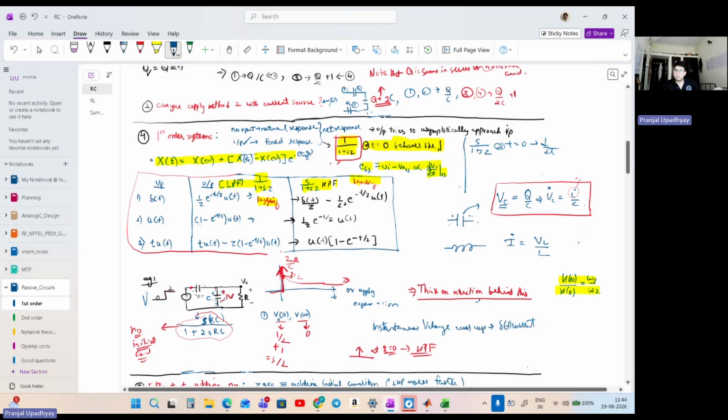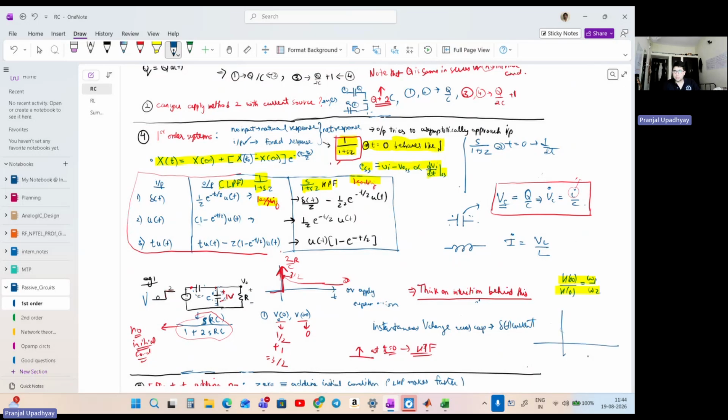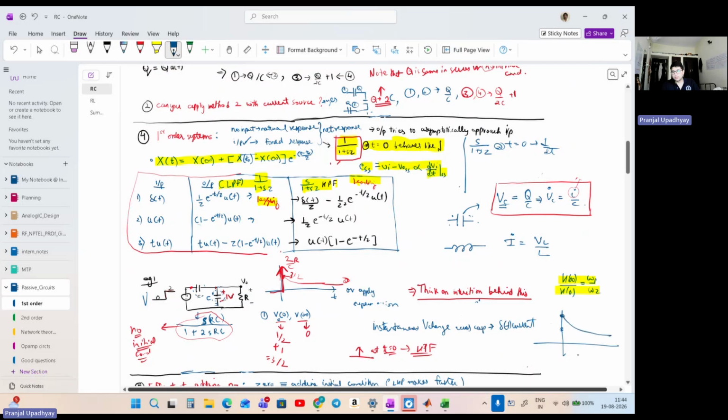Now, just by looking at the pole and zero, we can actually comment on the response of the system, right? For example, if the pole is larger than the zero, then we know that the response will be something like this because the final value is larger. Similarly, if the zero is more than the pole, then we know that the initial value will be larger than the final value. So this is the kind of intuition that we'll be able to build.